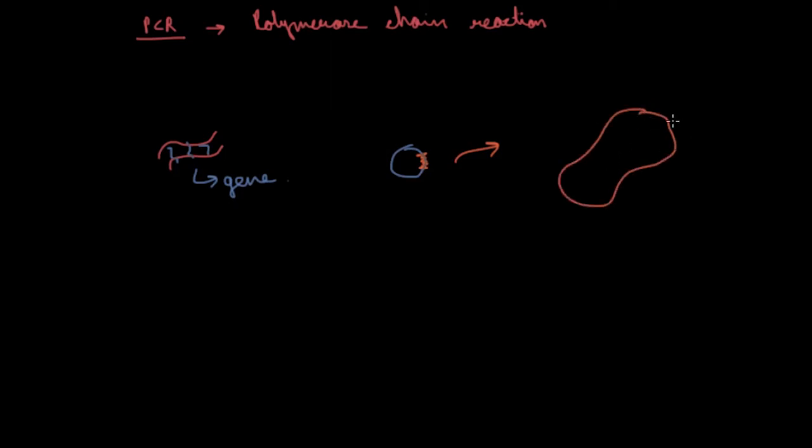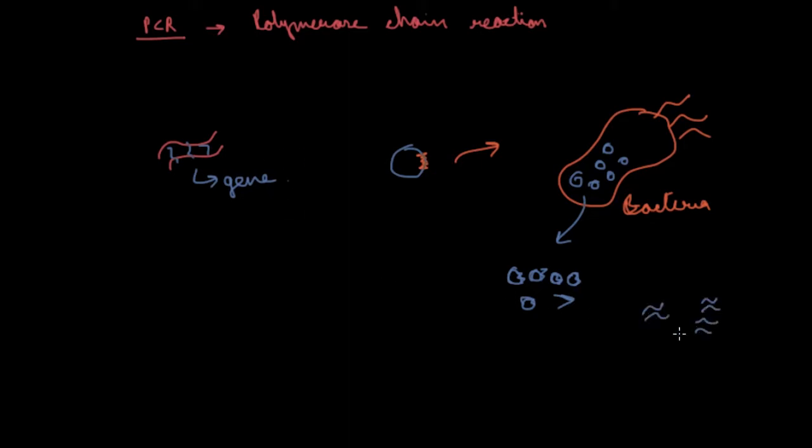Let's say, for example, we take this bacteria, and we put this vector inside the bacteria. What the bacteria will do is make multiple copies of this vector, and then we can extract these multiple copies of vectors, and then extract our gene from these vectors, thus making multiple copies of this gene. So it was an in vivo condition.